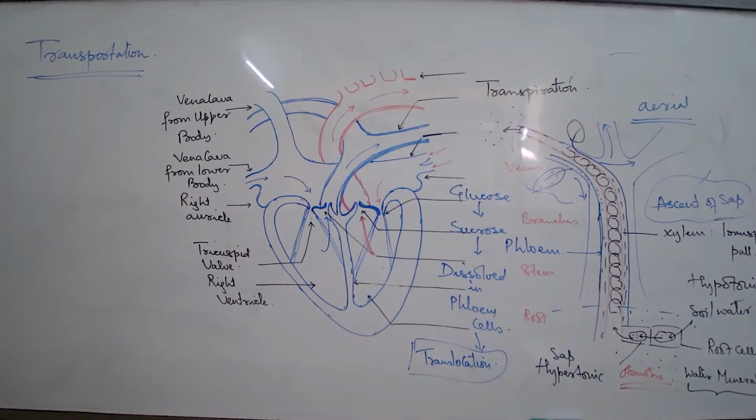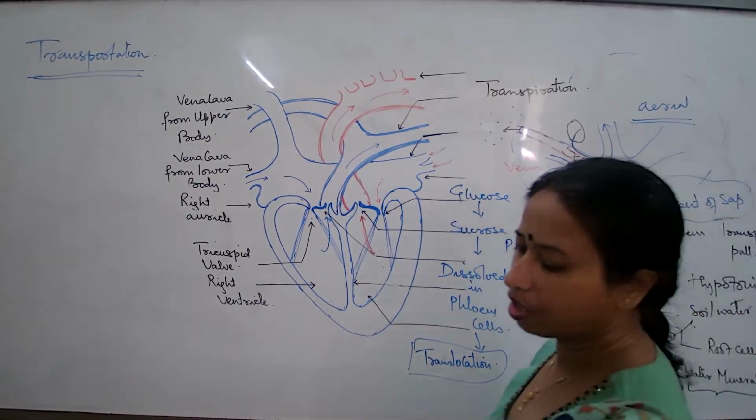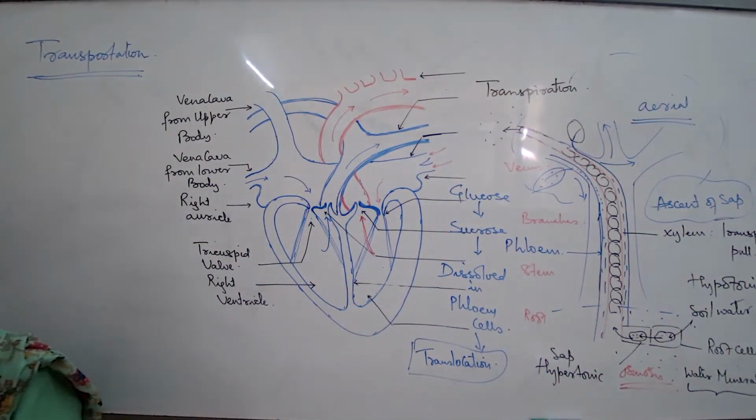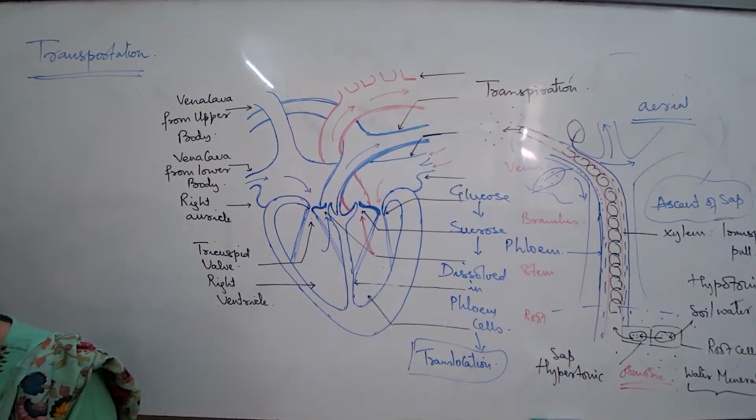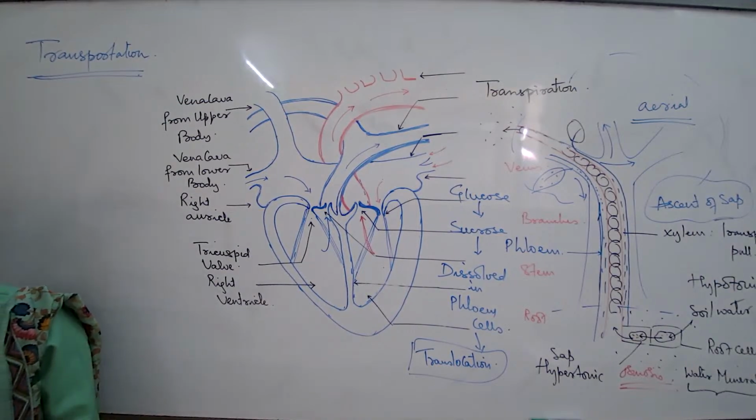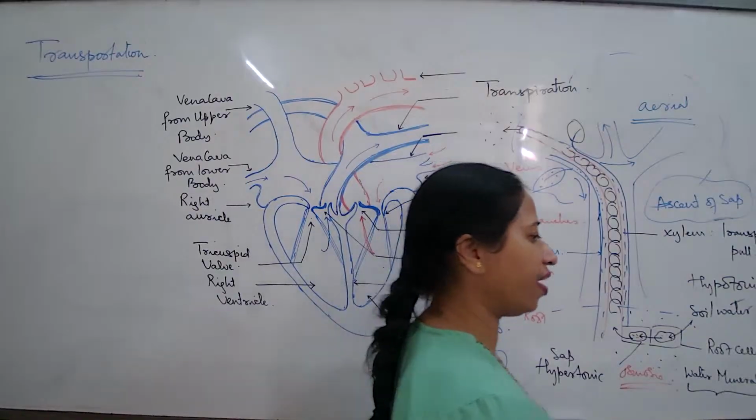The xylem tube is made up of four types of cells: tracheids, vessels, xylem parenchyma, and xylem sclerenchyma, or fibers. Any of the words you can write. Xylem parenchyma and xylem fibers. Full stop.